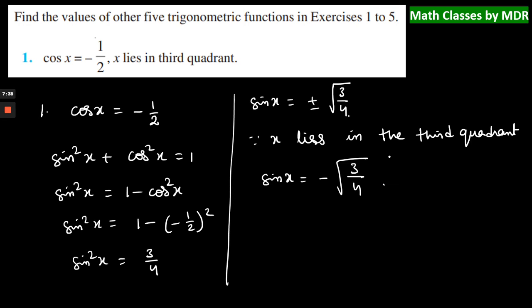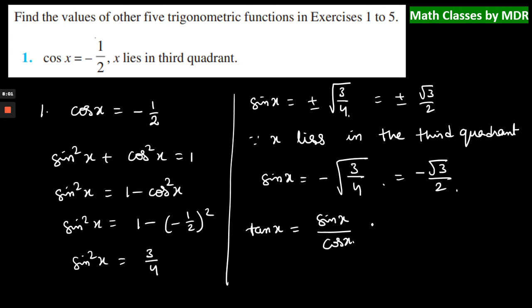Okay. Now we have got two values, sin x and cos x. Now let us see tan x. We know that tan x is nothing but sin x by cos x. So let me simplify here actually. It is plus or minus root 3 by 2, so that this is minus root 3 by 2.